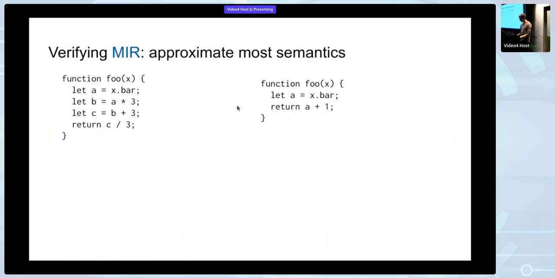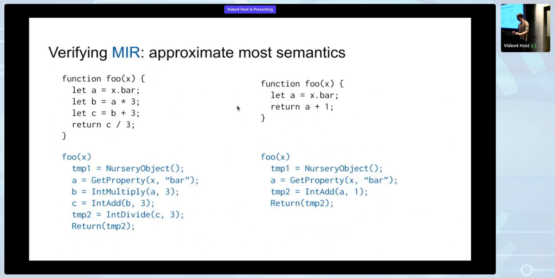So for the first one, approximating the semantics, let's take a look again at our two versions of the foo function. These two versions compile down to this corresponding MIR code, which is mostly as you would expect. You can see this get property instruction here, which performs the x.bar. But there's also some weird instructions that show up, like this nursery object instruction. And there's tons of these instructions all over the place.